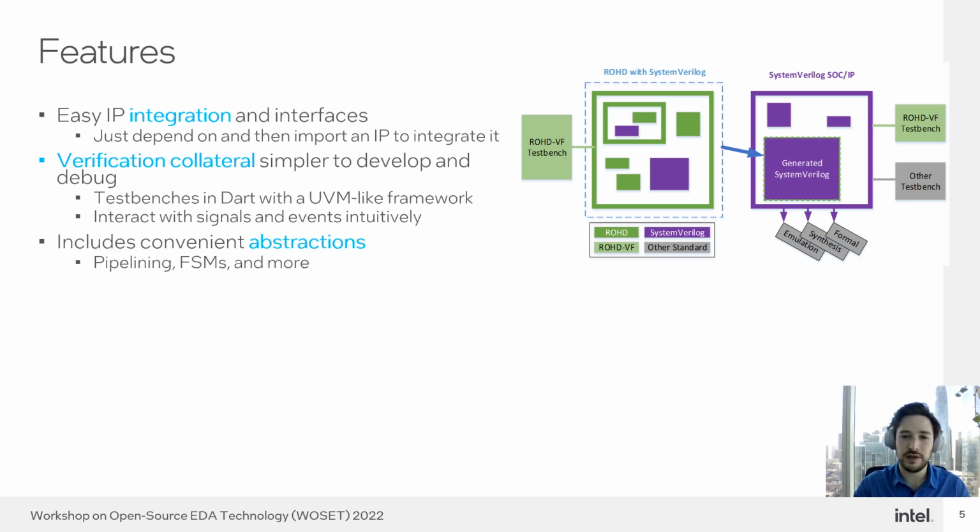ROHD includes convenient abstractions for automating your design, including pipelining, finite state machines, and more. ROHD supports abstraction via composition, which means that you can combine lower level abstractions to reach higher levels of abstraction. You can create complex abstract automation and generation without starting from the lowest RTL level code. However, you always have access all the way down to signals and gates, just like in SystemVerilog, so you don't have to give up any low-level control when you do want it.